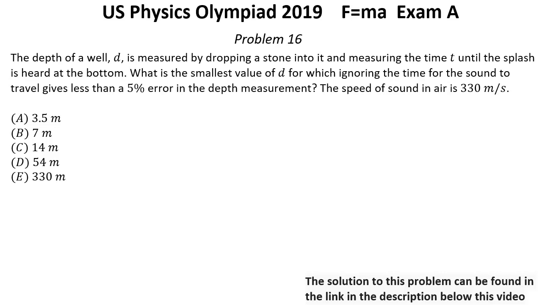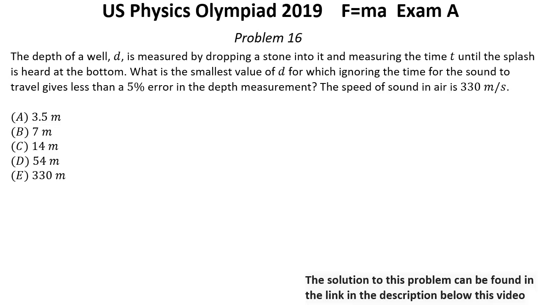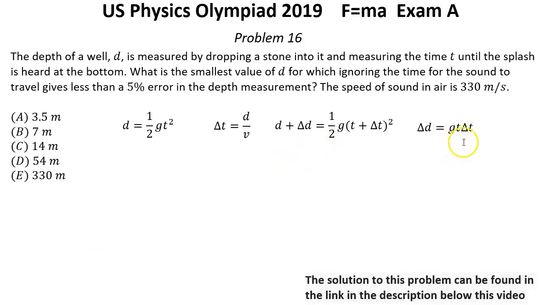Solution for problem number 16. The time t for the rock to reach the bottom of the well is related to the depth d by the formula d equals 1/2 g t squared. The time delta t that it takes for the sound of the splash to reach the top of the well is delta t equals d over v, where v is the speed of sound. If one uses the time t plus delta t to estimate the well depth, then one arrives at an estimate d plus delta d equal to this expression. So we can count that delta d equals g t delta t.